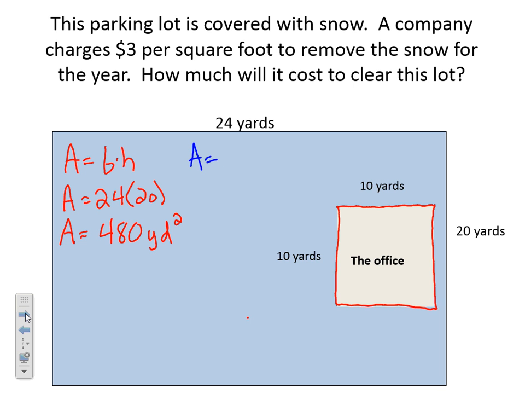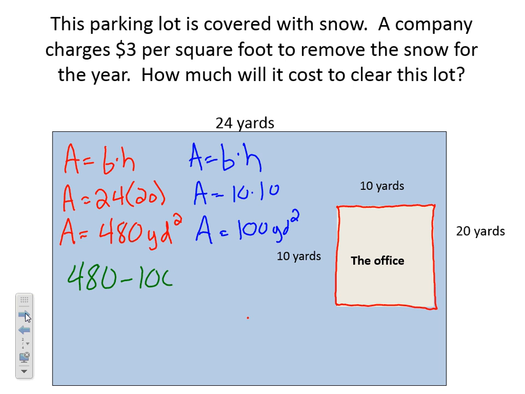So area equals base times height. Area is going to equal 10 times 10. So the area of my office is 100 yards squared. So to figure out my total area of what needs to be removed with snow, I'm going to take 480 minus 100, and I'm going to get 380 yards squared.